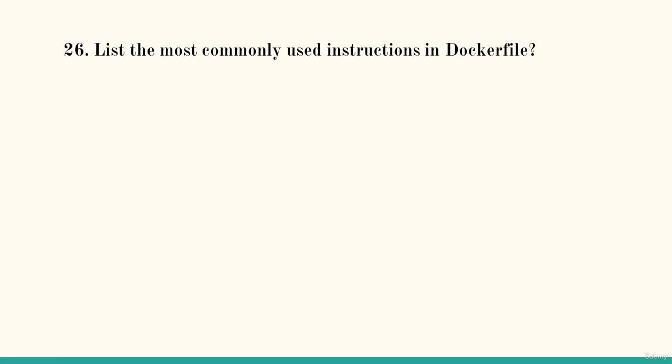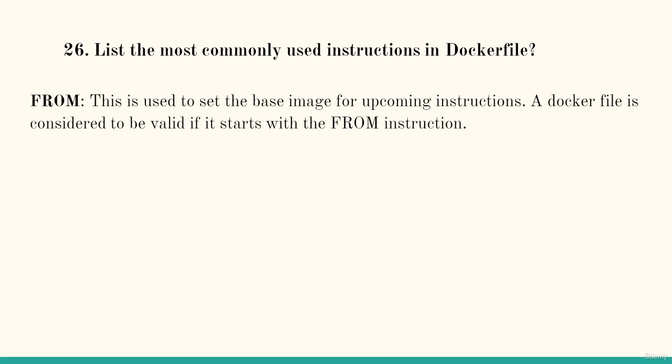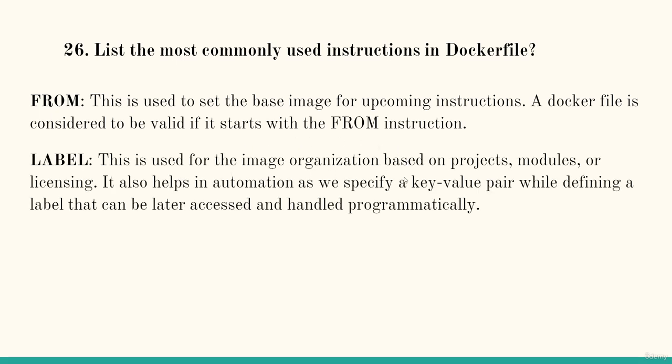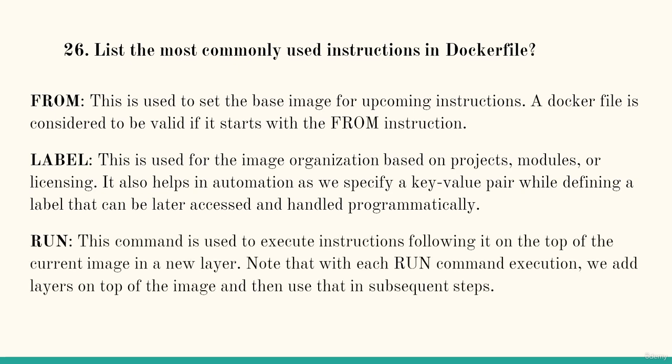List the most commonly used instructions in a Dockerfile. The FROM, this is used to set the base image for upcoming instructions. A Dockerfile is considered to be valid if it starts with the FROM instruction. The LABEL, this is used for image organization based on projects, modules, or licensing. It also helps in automation as we specify a key value while defining a label that can be later accessed and handled programmatically. The RUN, this is also used to execute instructions on top of the current image in a new layer. Note that with each RUN command execution, we add layers on top of the image and then we use that in subsequent steps.